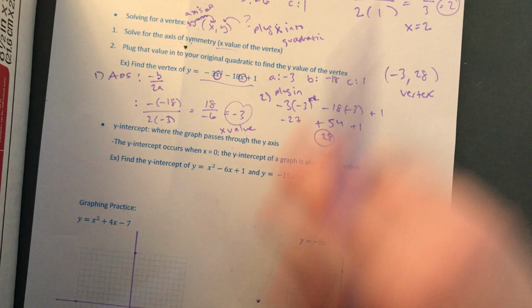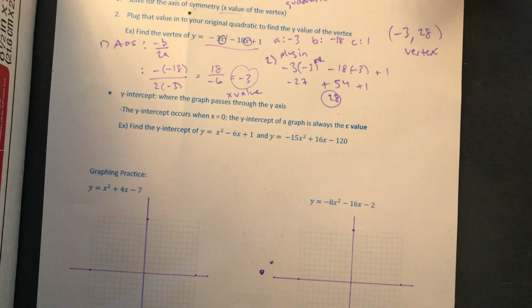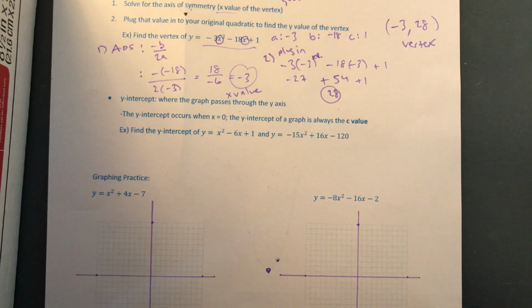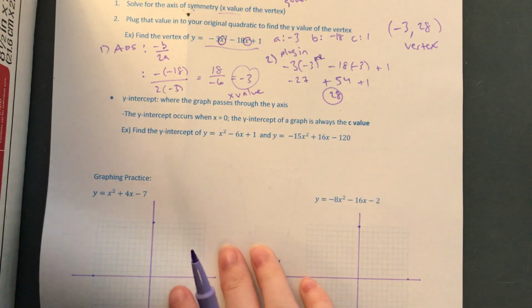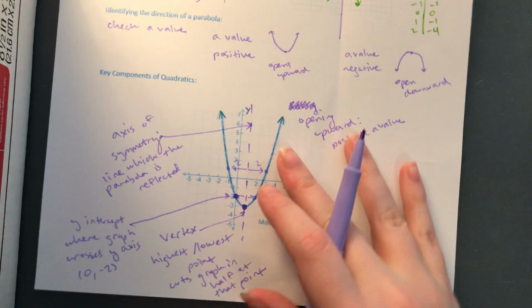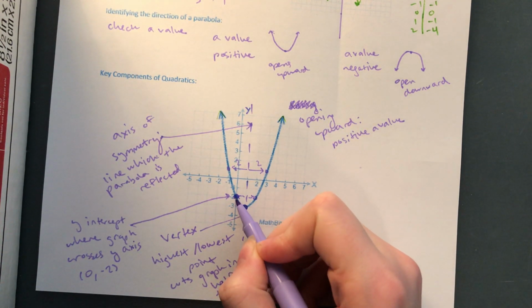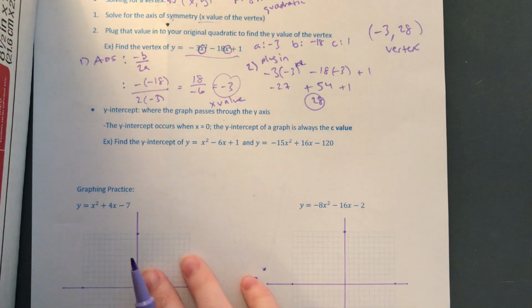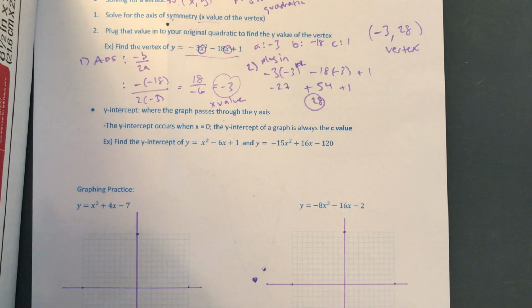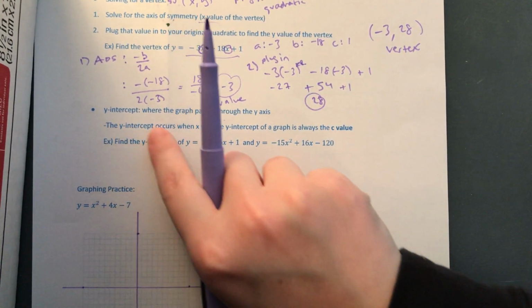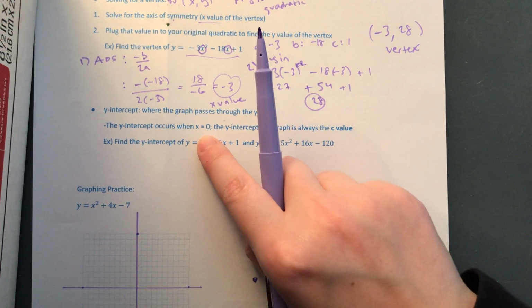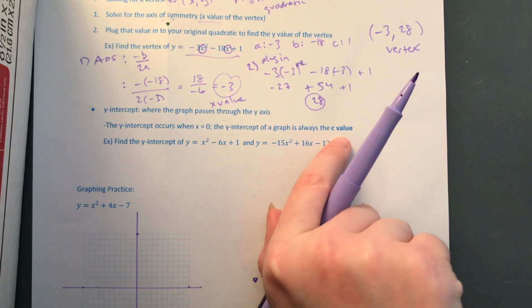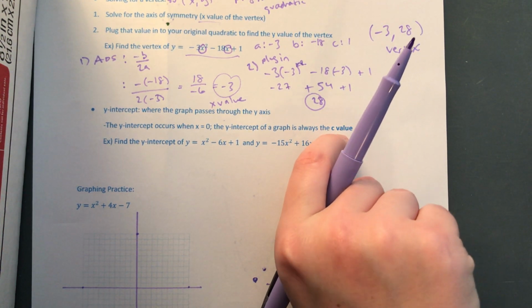The last piece that we need to graph a quadratic is the y-intercept. And luckily, the y-intercept is the easiest part. So the y-intercept is the spot where it passes through the y-axis. We talked about that from the front. So the y-intercept is where it crosses the y-axis. Luckily, that's super easy when we have our quadratics like this. So the y-intercept occurs when x equals 0. So technically, we could plug 0 in. But luckily, the y-intercept is actually just the c value. And I'll show you guys why that's true.